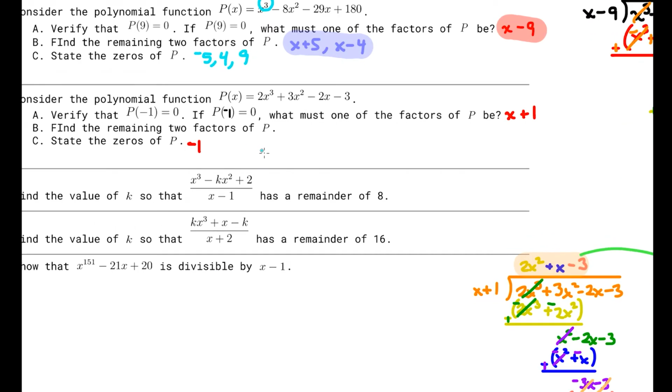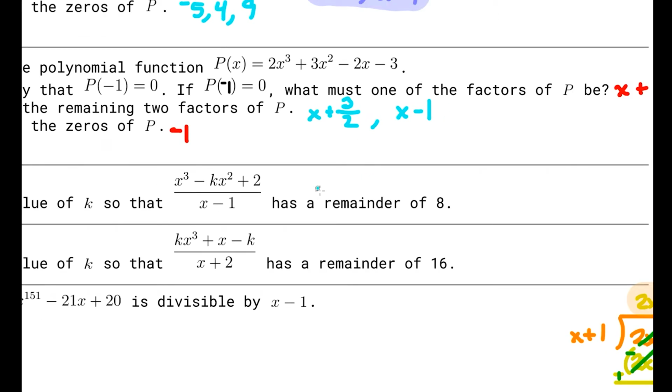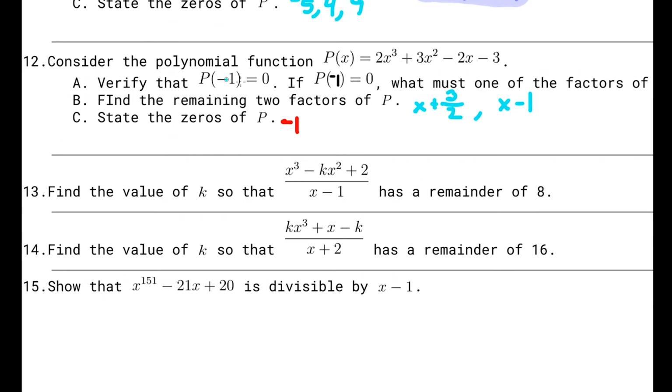So it says find the two other factors. It's going to be x plus 3/2 and x minus 1. Okay. And then from here it says state the zeros. Well, the zeros would be negative 1, positive 1, and negative 3/2.